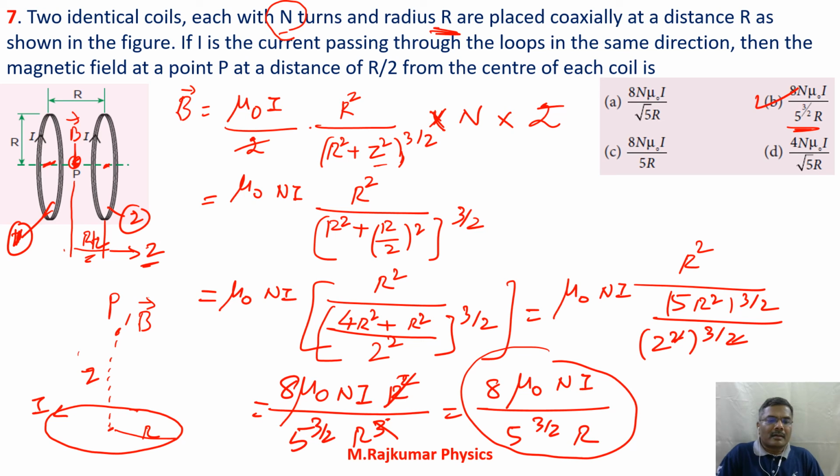This is how you have to solve this particular problem. But you can also do some wild guess, because among the 4 options, this is the only option which has 5 power 3 by 2. We can make that guess at this step itself, because r square plus r by 2 whole square, the denominator will have this 4. If I take 4 as the LCM, then 4r square plus r square becomes 5r square. So in that way also I can do some wild guess here.